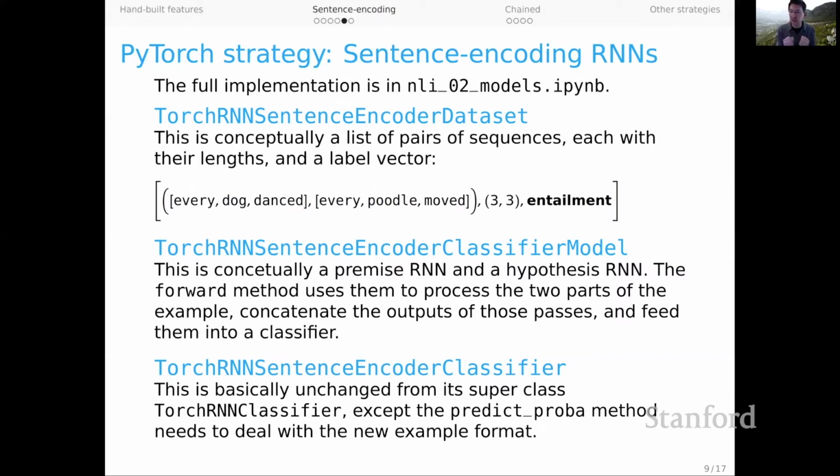And so what I hope you're seeing is that the first and third steps are kind of managing the data, and the middle step is the one that actually modifies the computation graph. But that step is very intuitive because we're basically just reflecting in code our idea that we have separate RNNs for the premise and hypothesis.